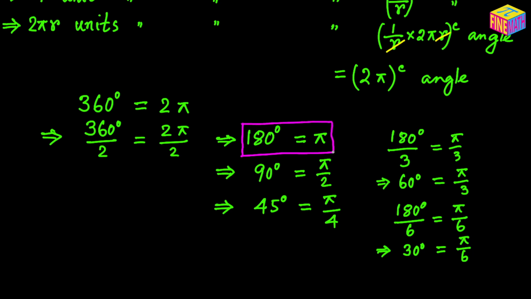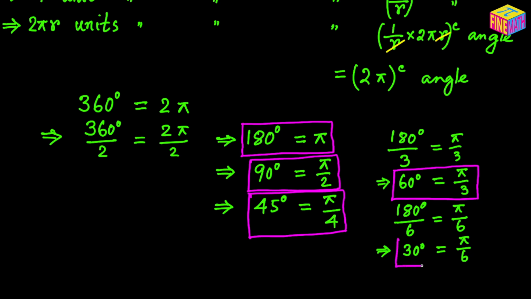So pi radian means 180 degree, then pi by 2 radian would be 90 degree, and similarly 45 degree would be pi by 4 radian, and then 60 degree would be pi by 3 radian, and 30 degree would be pi by 6 radian.